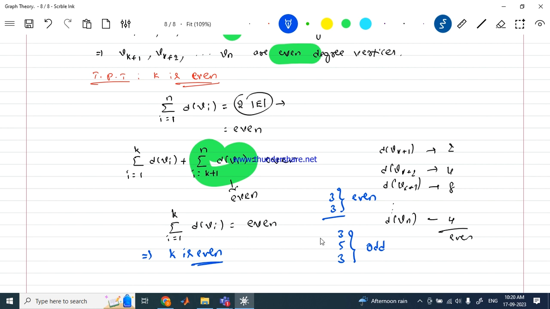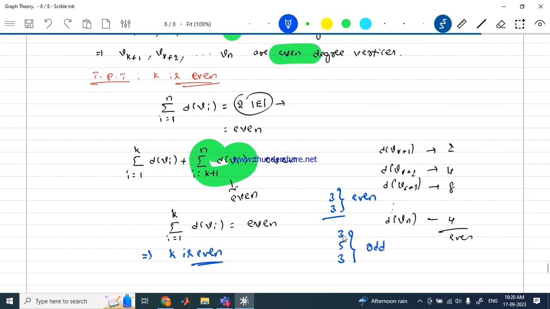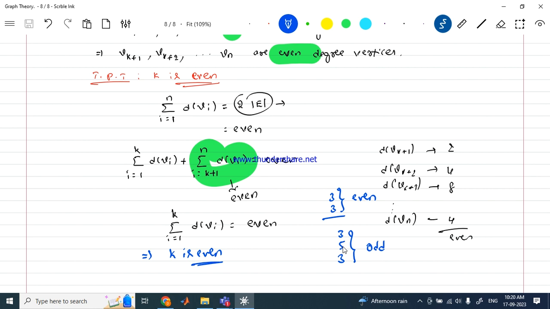I hope you people understand this. This is degree of v1 plus degree of v2, degree of v3 plus degree of v4, and so on, degree of vk. Let me assume that this is degree of v1, degree of v2, degree of v3. If I am adding these three numbers, all are odd numbers, so definitely I am going to end up with an odd number as the sum. If I am adding these two odd numbers, I am going to end up with an even number. So this k should be what? An even number. That's all. It's very simple.